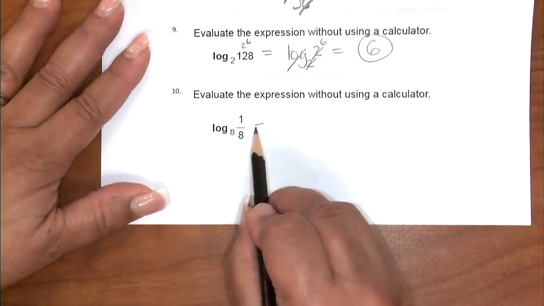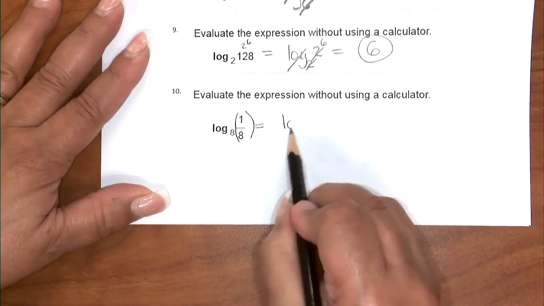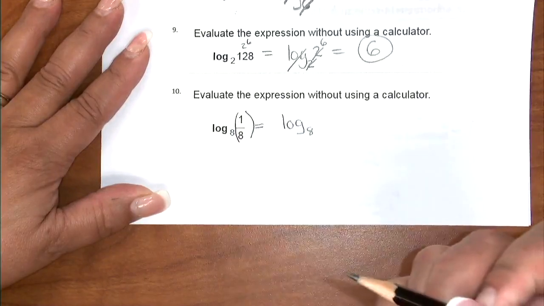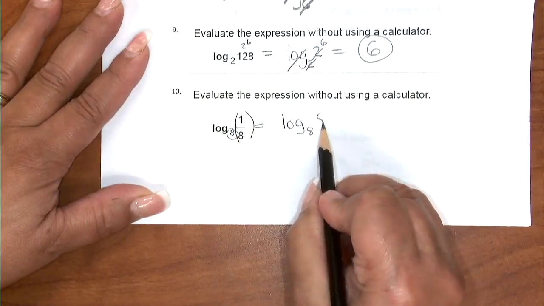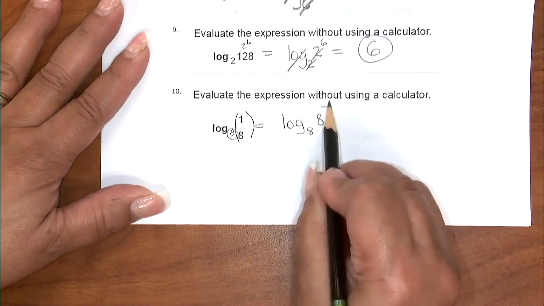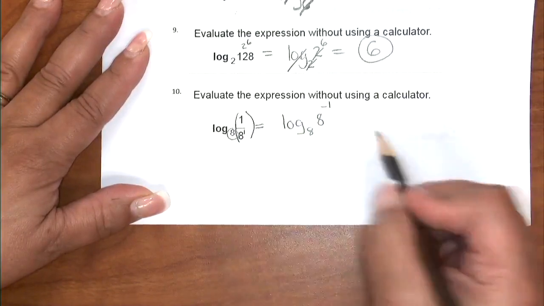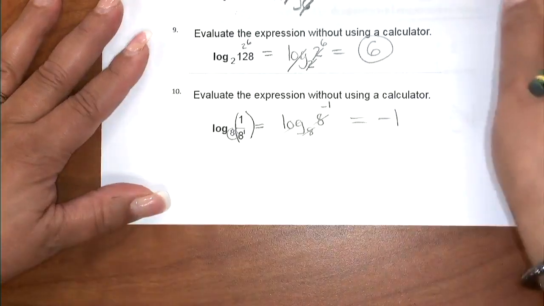Okay, here we go for this one. In case you're not creative, I want to rewrite 1/8 using a base of 8. Here's how you write 1/8: 8 to the negative 1. That's the same thing as 1 over 8. This takes this out, takes the log, and you get negative 1.